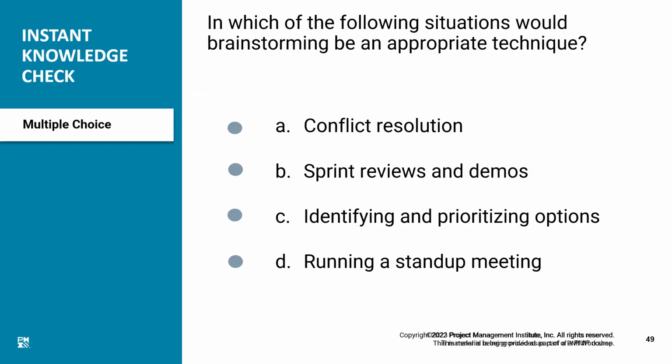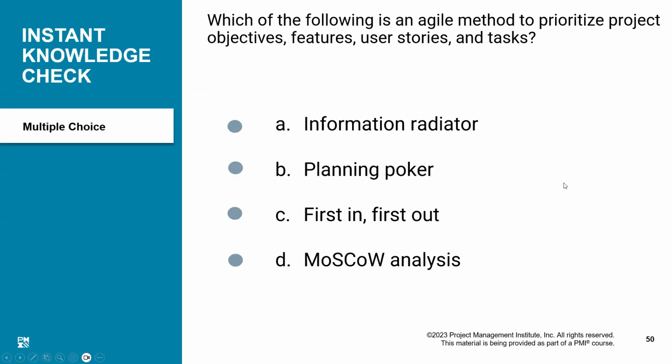Brainstorming would be an appropriate technique for identifying and prioritizing options. Yes. Which of the following is an agile method to prioritize project objectives, features, user stories, and tasks? MoSCoW analysis. MoSCoW, very good.